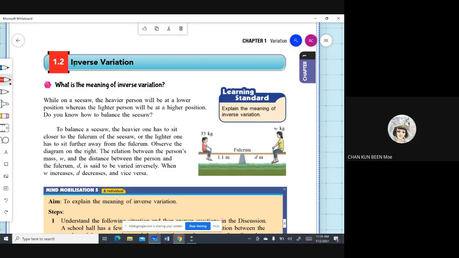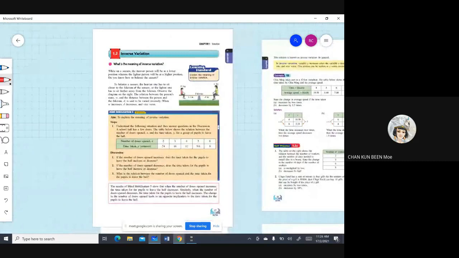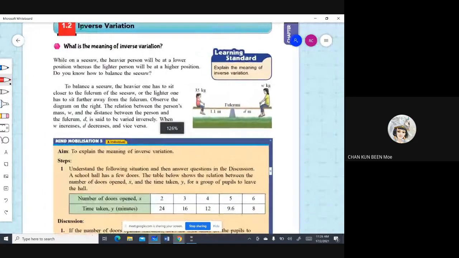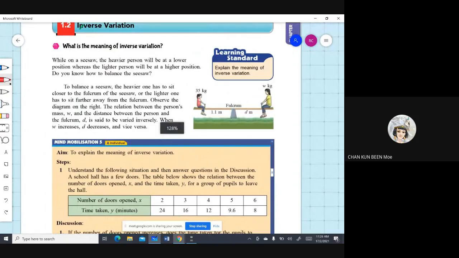Okay, so they give you the explanation over here. To balance the seesaw, the heavier one has to sit closer to the fulcrum of the seesaw, or the lighter one has to sit further away from the fulcrum. So observe the diagram on the right, the relation between the person's mass, W, and the distance, D, between the person and the fulcrum, is said to be varied inversely. When W increases, D will decrease. Sorry, I'm blur already. This one will decrease.